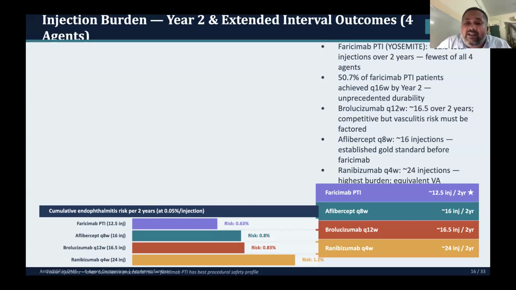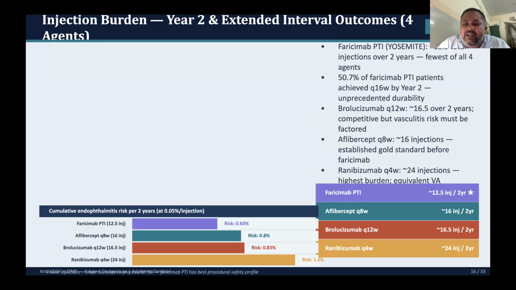The adverse events, sorry, the adverse reactions. What we had in terms of endophthalmitis risk over 2 years, for faricimab, it was around 0.63%, aflibercept 0.8%, for brolucizumab 0.83%, and ranibizumab, surprisingly the highest again, 1.2%. The other agents are relatively very similar.